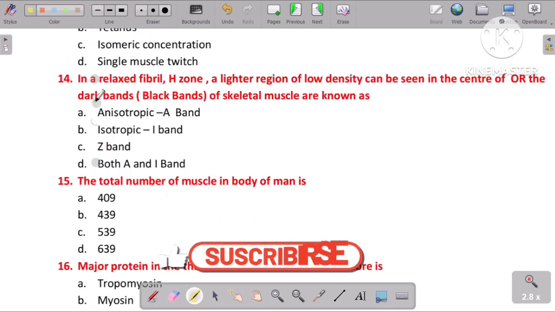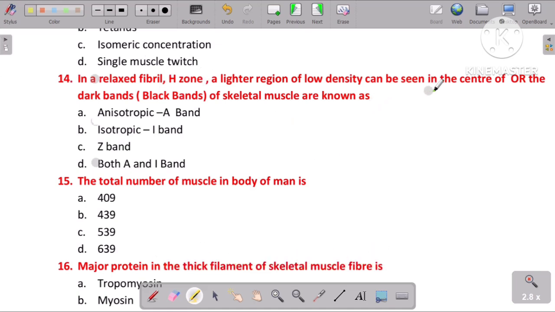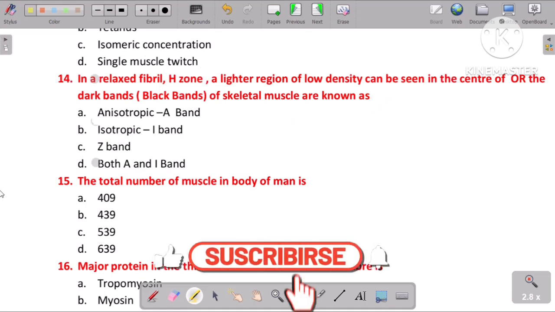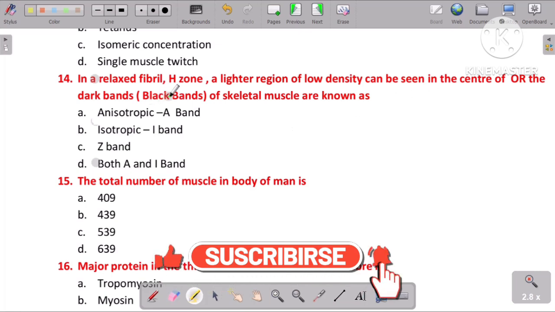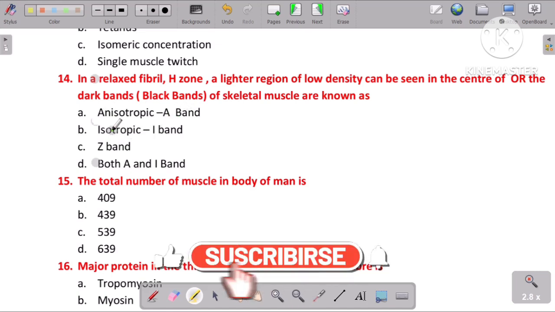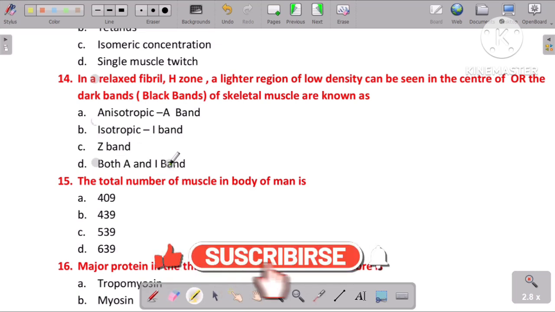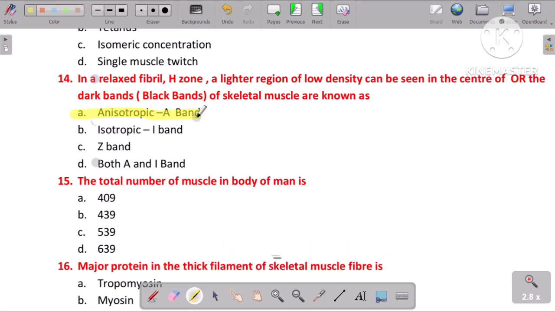So the next question is, in a relaxed fiber edge zone, a lighter region of low density can be seen in the center of, और ऐसे भी हो सकता है क्वेश्चन, dark band black bands of skeletal muscle are known as, option A anisotropic or A band, option B isotropic I band, Z band, both A and I band. So beta the right answer is option A, anisotropic or A band.